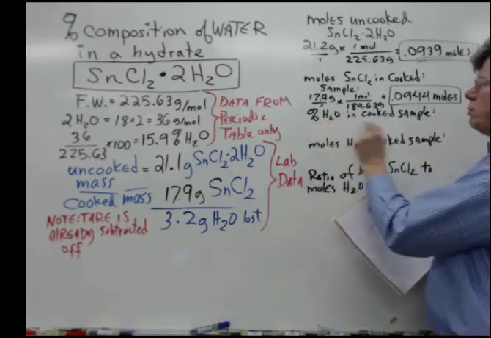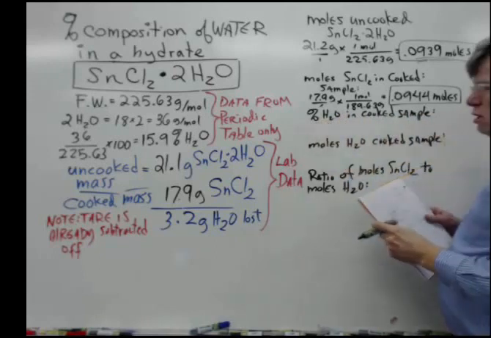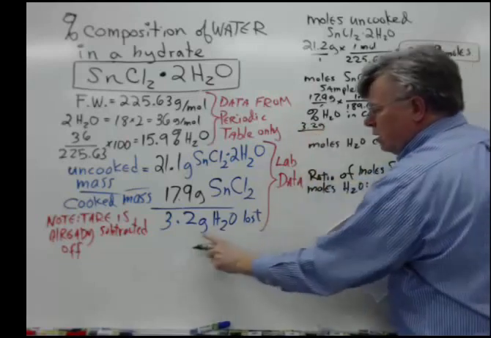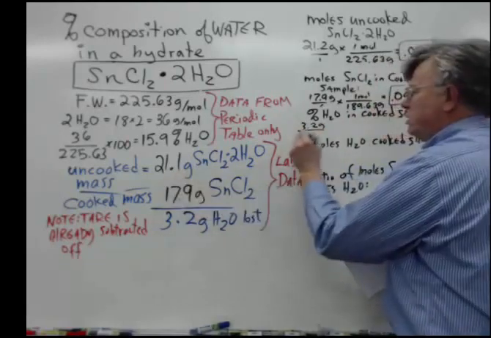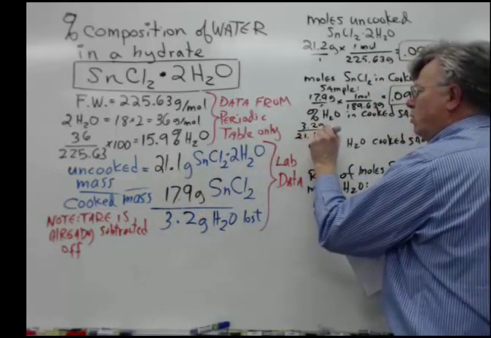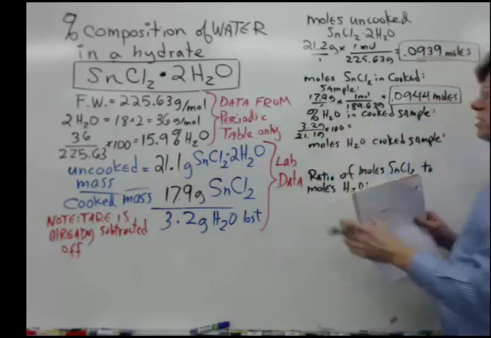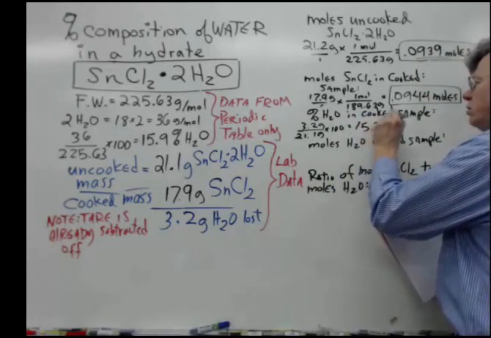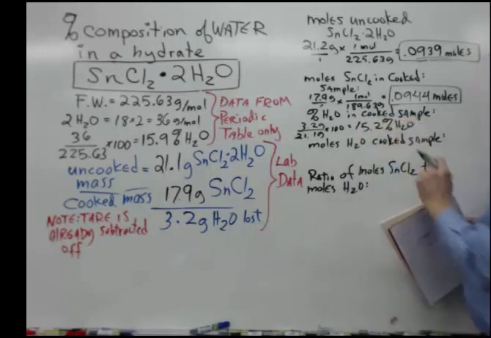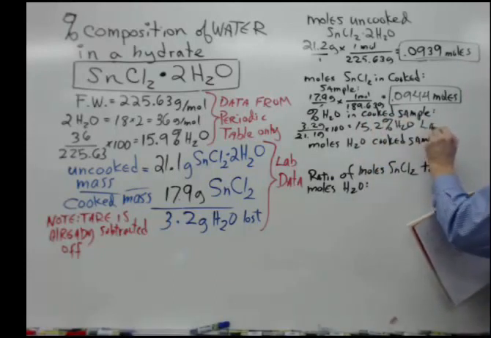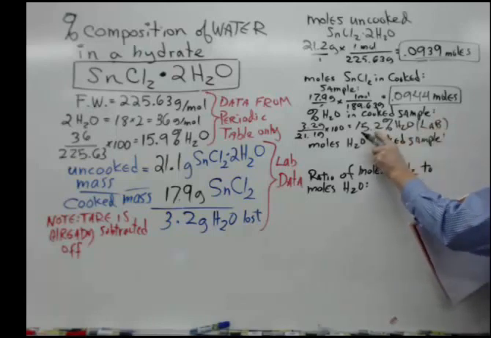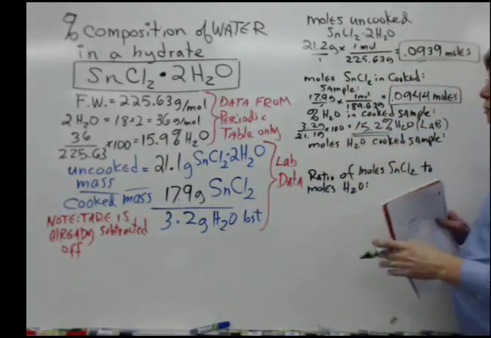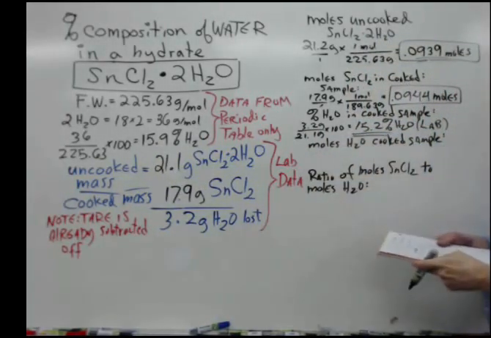Okay, so continuing on, what's the percentage of water in the cooked sample? So to get a percentage of water, we take the weight of the water here divided by the total weight, 21.1 grams times 100. This is the percentage of water in the original sample. It came out to 15.2% water. Now this is our lab value here. And that is different than the theoretical value on the periodic table. It's very close though.